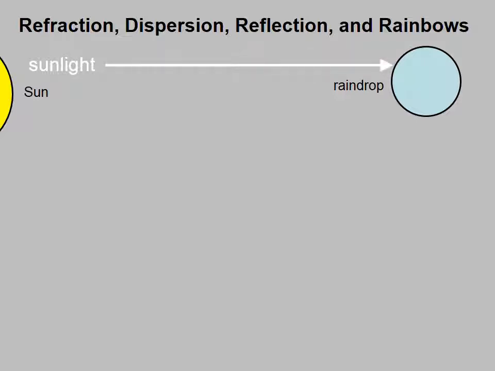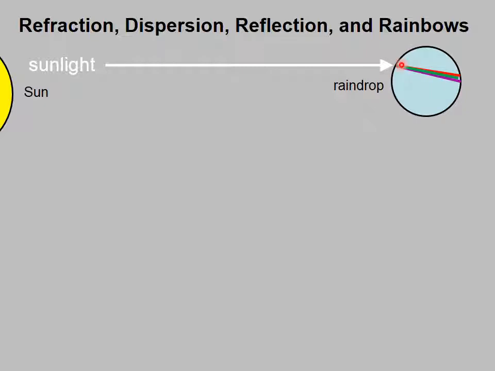In order to see a rainbow, the observer has to be between the sun and the rain. When sunlight, which we think of as white light, travels and hits a raindrop, which obviously I've made much bigger than it really is so we can get an idea of what's happening, the light is refracted at this boundary, but it's also dispersed.